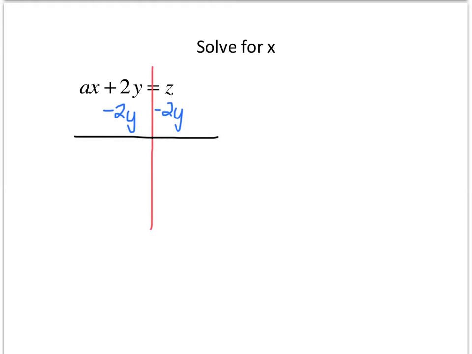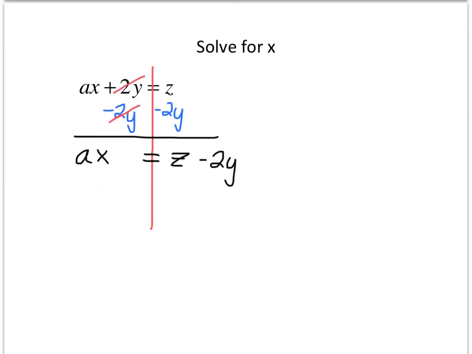On the left-hand side of the equation, I'm left with our ax term. The 2y and the negative 2y add to 0 by definition of inverses. And we're left with equals, I'm just going to write all the operations, z minus 2y. And again, I'm not combining those terms because they're not like terms. But I can see that I now have less things to deal with on this left side of the equation, and we're getting closer and closer to getting x alone and by itself.